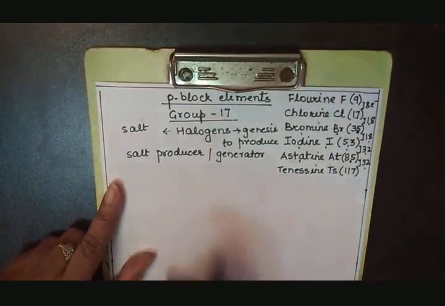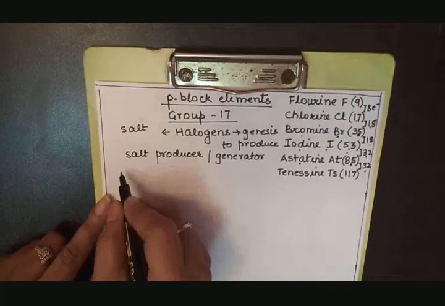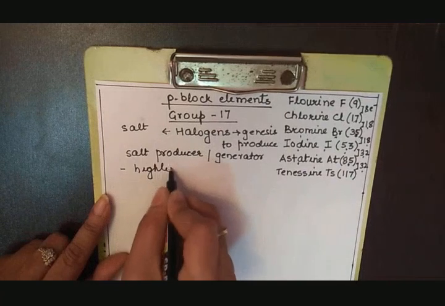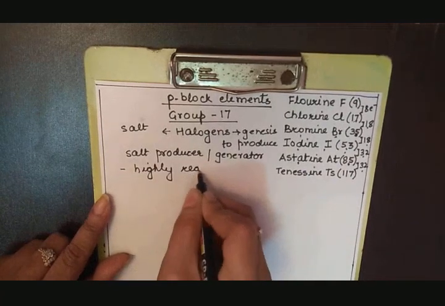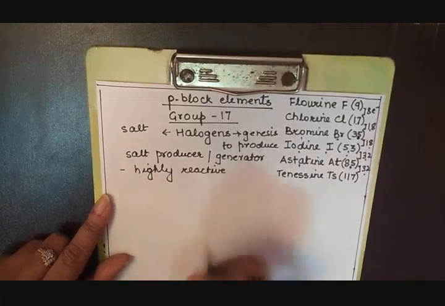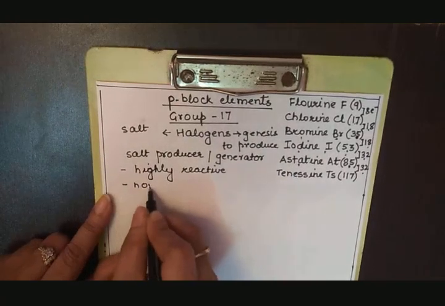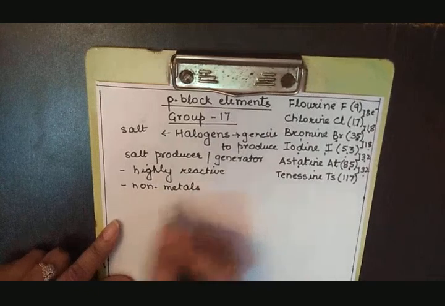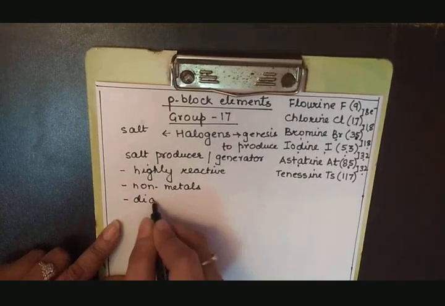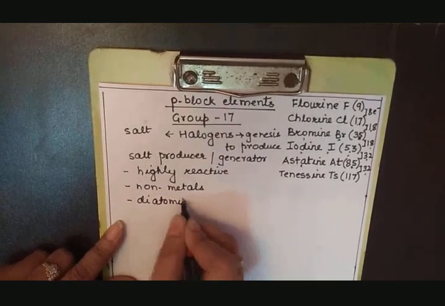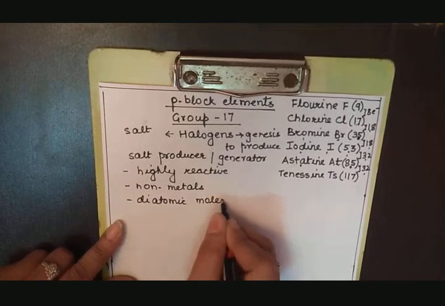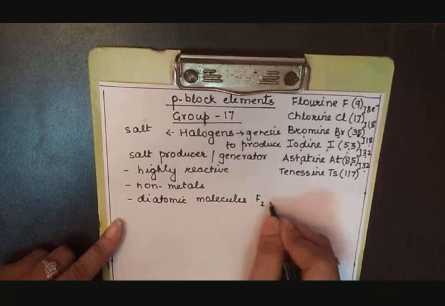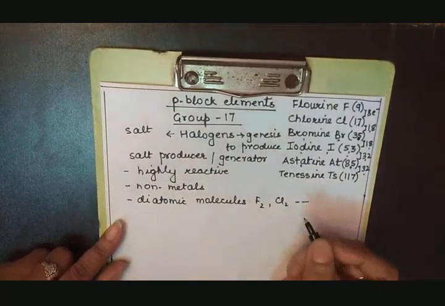Let's come to the properties of group 17 elements. These elements are highly reactive. All are non-metals. And they exist in the form of diatomic molecules, like F2, Cl2 and so on.